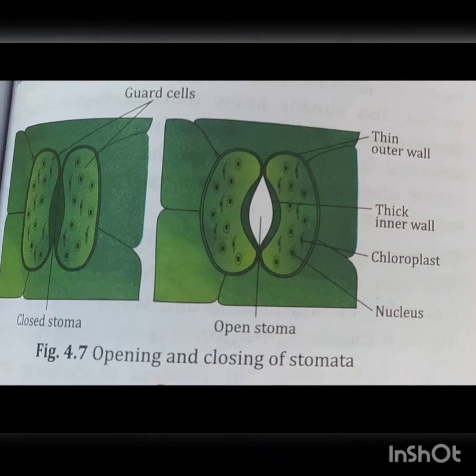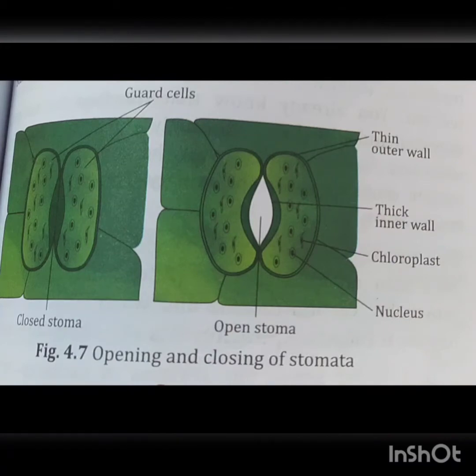Good morning, students. Today we will continue with our chapter number 4, photosynthesis and respiration. Last time we studied photosynthesis. Now today we will study the working of stomata.